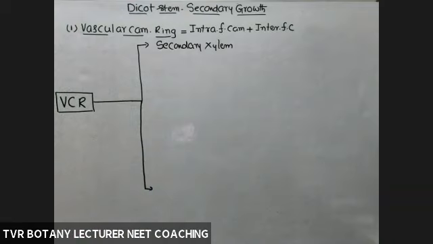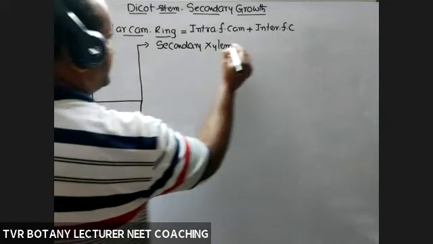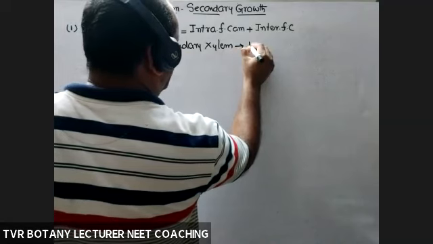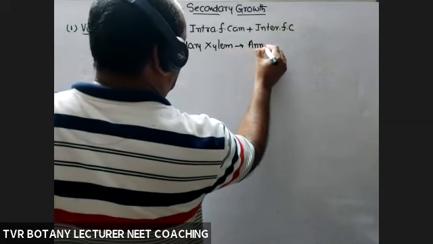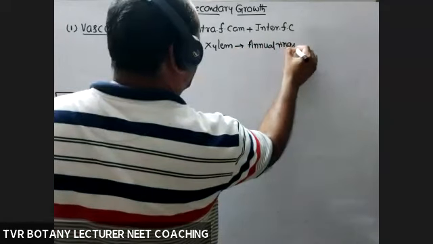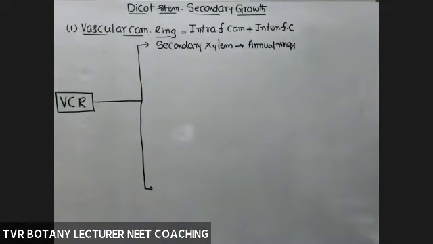And what about the growth of the xylem? Yesterday we discussed. That is centrifugal growth, protoxylem towards center or towards medulla, and metaxylem towards periphery. That we studied already. So this secondary xylem leads to what? Formation of annual rings. Annual rings are present. Annual ring is well known to you.